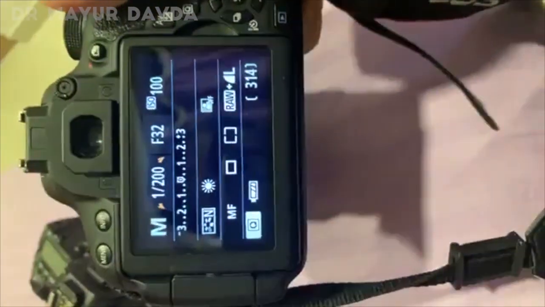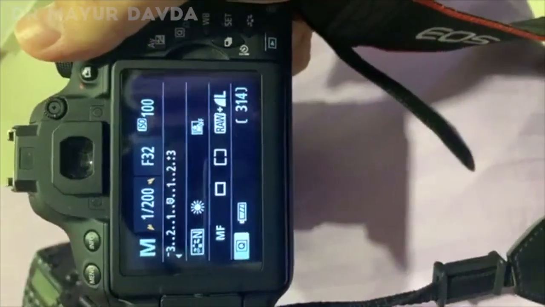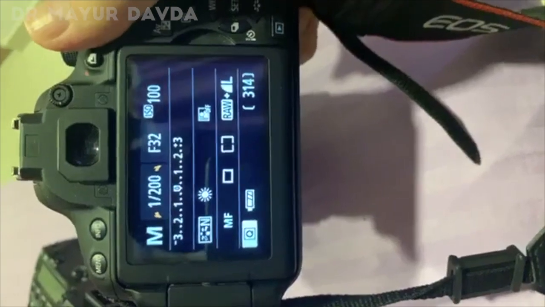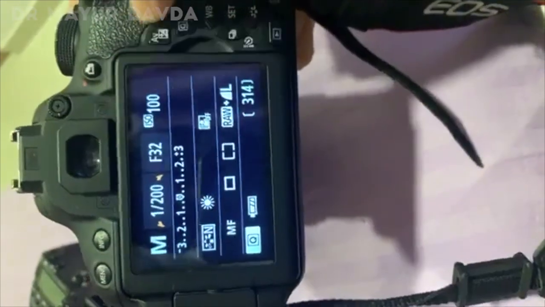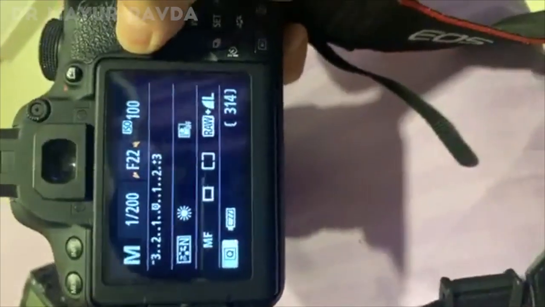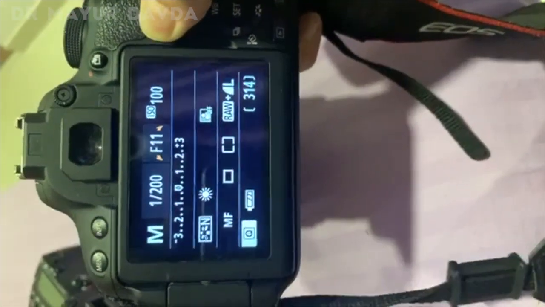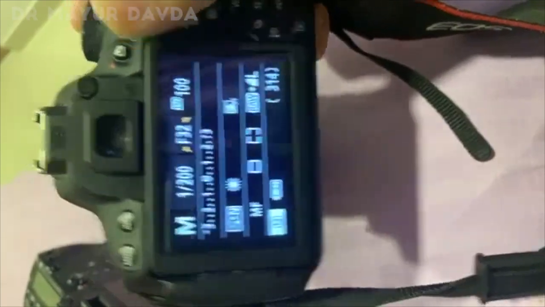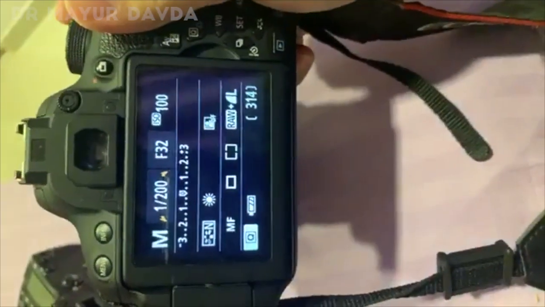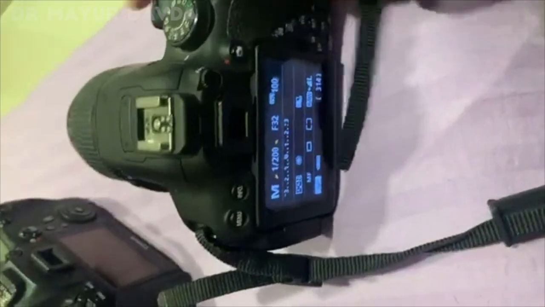Usually I keep my settings constant, that is shutter of 1/200, ISO 100, and if I'm taking intraoral, f is 32. But if I do extraoral photography, I keep it at f11. So this is for my extraoral photography, and this is for my intraoral photography. I don't play a lot with my settings. So let us see the first type of flash that's available to us.